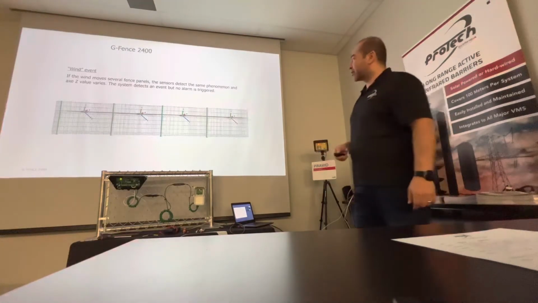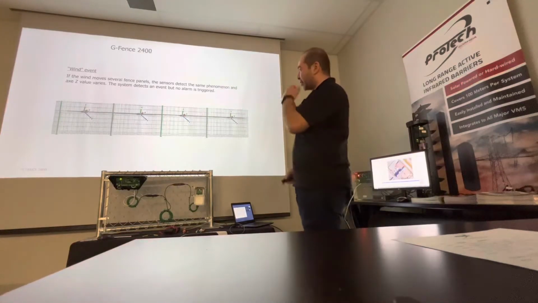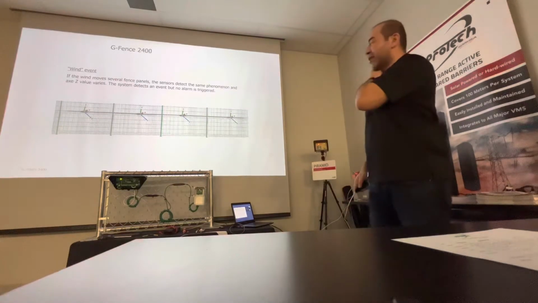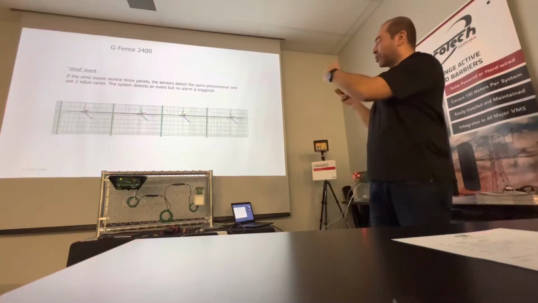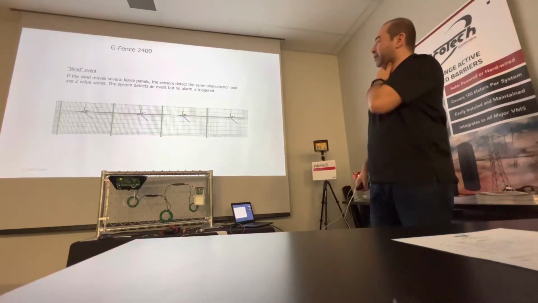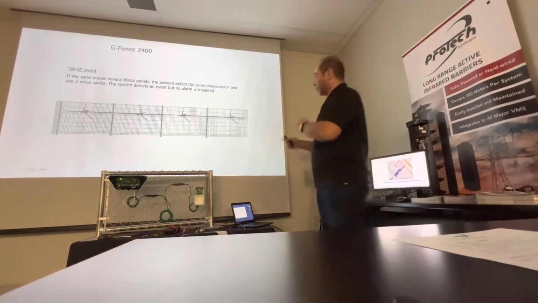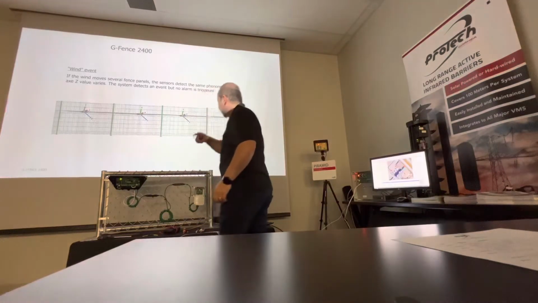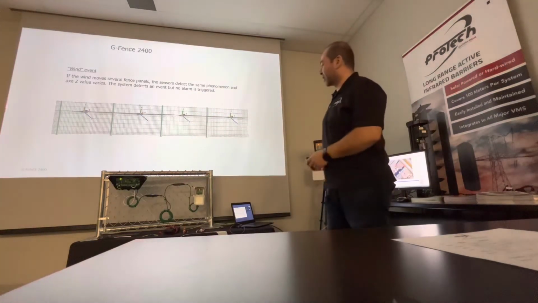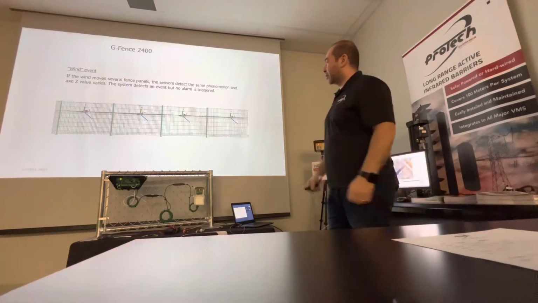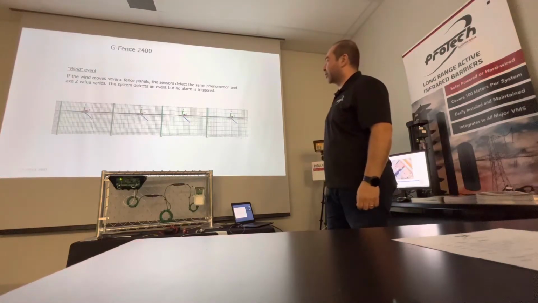So for a wind event, for example, in the slide for fence panels, it's the same component that will make variation of more than one fence panel, and the control unit will get all these values from all the four sensors, and it will be ruled out. So there's no intrusion on that.